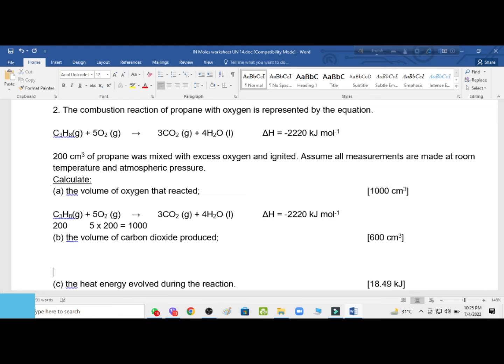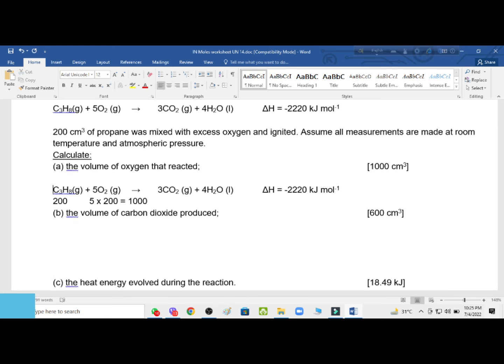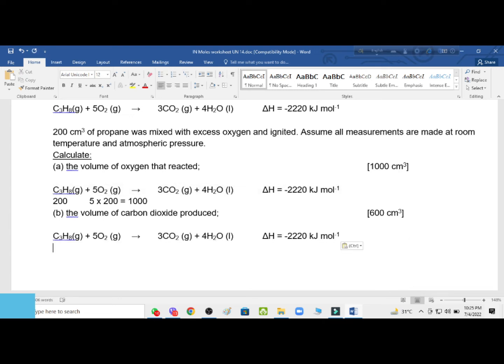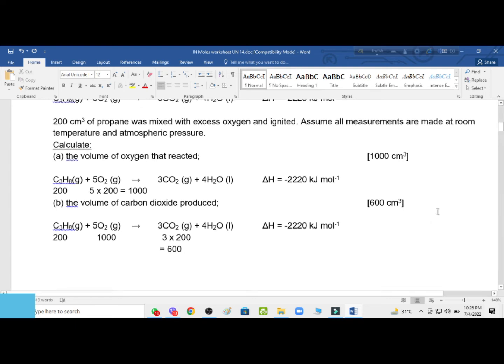The next question is very similar. Volume of carbon dioxide gas produced. I use this relation again. You have 200 cm cube. You have calculated 1000 cm cube. And what volume of carbon dioxide is to be produced? Look, this is also gas. And mole ratio with the first one is 1:3, right? The volume ratio is the same as mole ratio. So what is 3 times 200? You get here 600, right? This is the answer of the question.